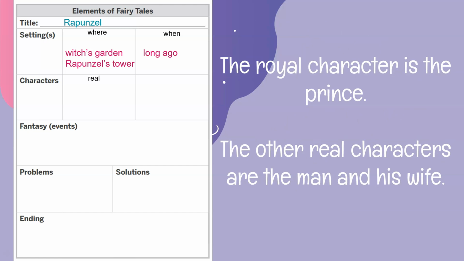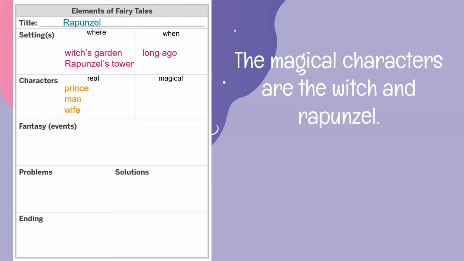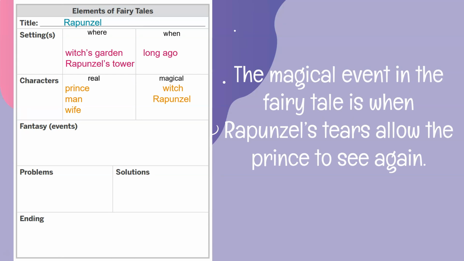Remember that our characters can be real or magical. In our story today, we had one royal character, the prince. The other real characters are the man and his wife. The magical characters are the witch and Rapunzel. The magical event in the fairy tale is when Rapunzel's tears allow the prince to see again.